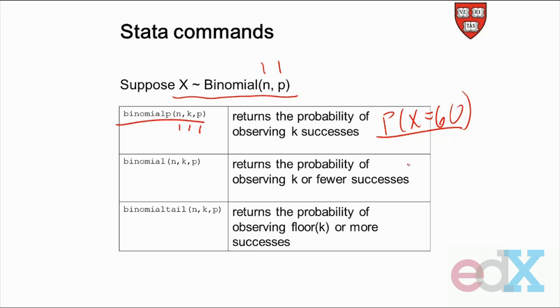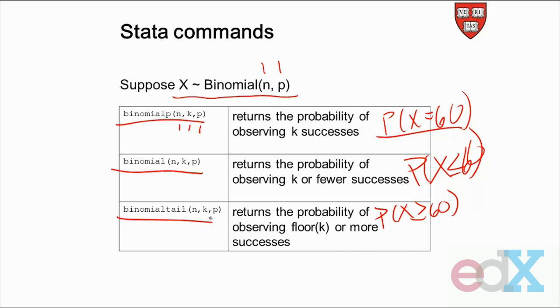On the other hand, if I wanted to know the probability that x is less than or equal to 60, I would then use the binomial command in Stata. Finally, if I wanted to know the probability that x is greater than or equal to 60, I would use the binomialtail command within Stata. So let's look at those commands.